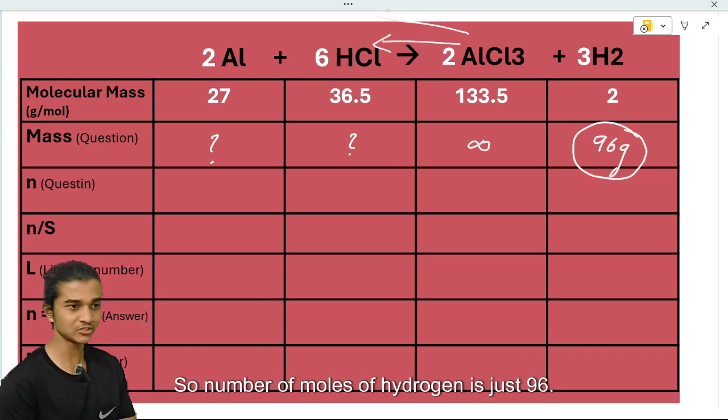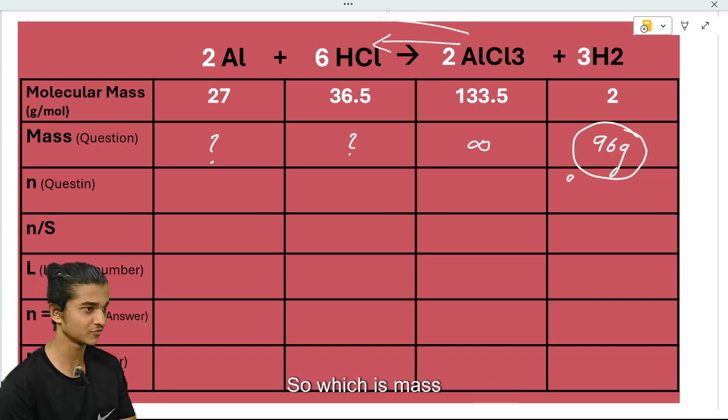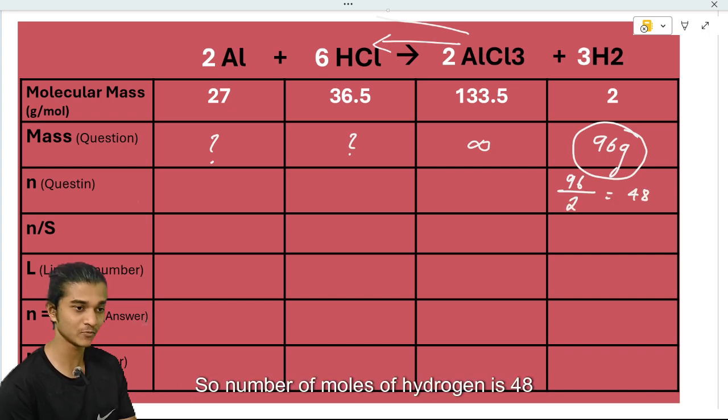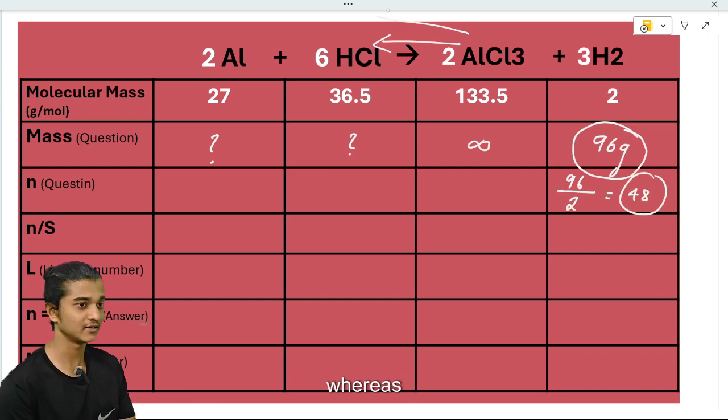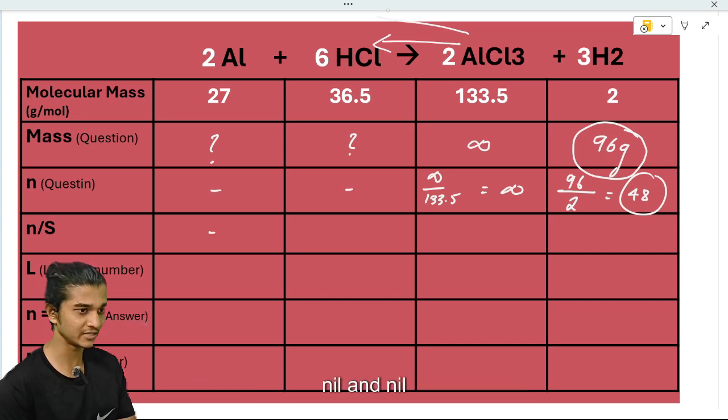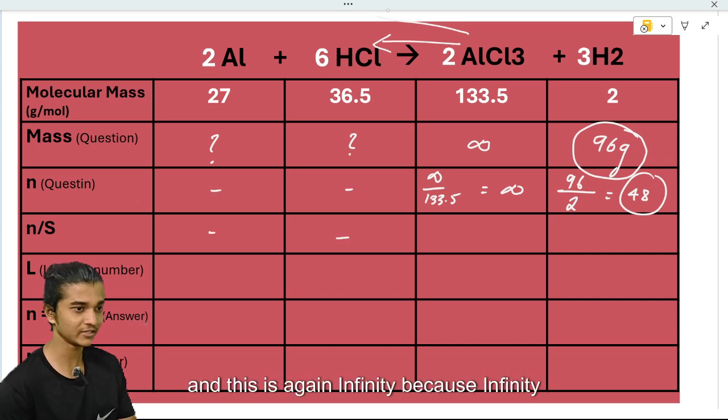So number of moles of hydrogen is just 96 divided by the molecular mass of hydrogen, which is 2. 96 by 2 is 48. So number of moles of hydrogen is 48, whereas this is just infinite minus 133.5, which is basically again infinity, and this is just nil and nil. So n by s value for this also is nil and nil.